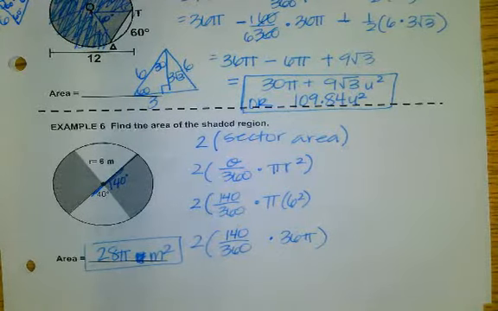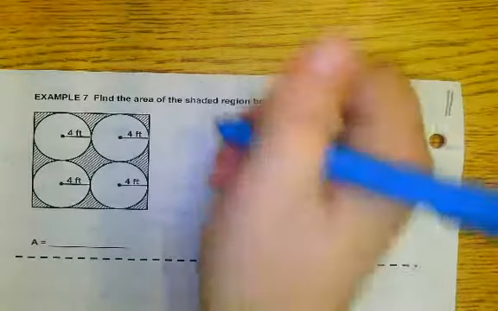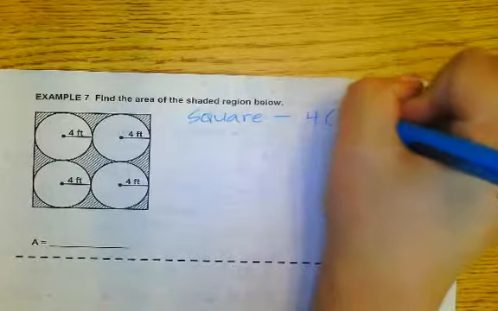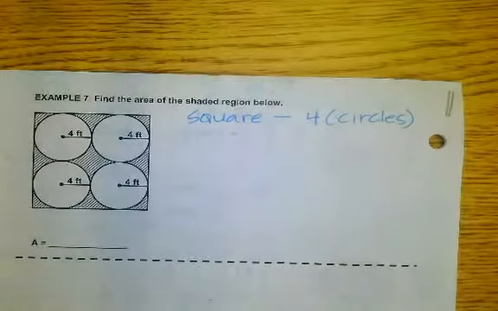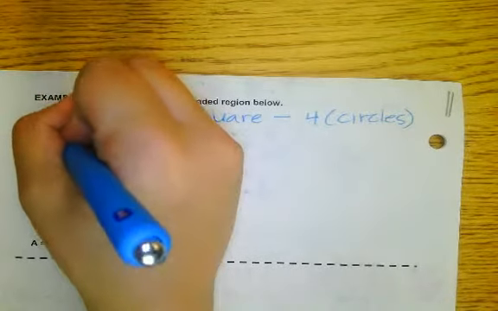Okay, last one. Find the area of the shaded region below. How do we do that? The area of the square minus what? Minus 4 times the circle. Very good. Square minus 4 circles. What's the length of our square? 16. How did you get 16? Combine all your radii. Okay, so you have 16 by what? 16, because it's a square.